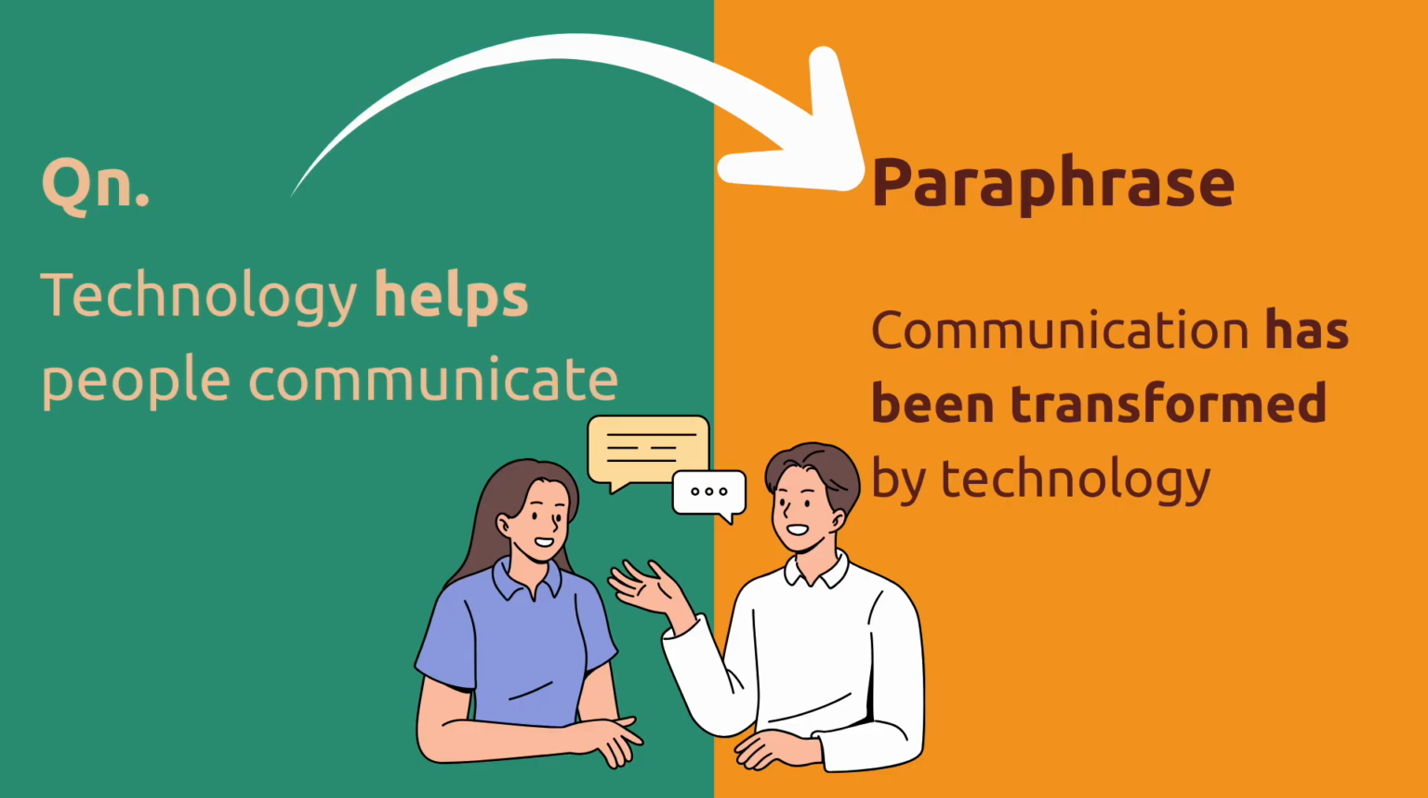Now, tool number 3 is where you manipulate the sentence structure. Here, you might change an active voice to the passive voice, or you might move clauses around, put them in different positions in the sentence. For example, if you read, technology helps people communicate, this becomes, communication has been transformed by technology.